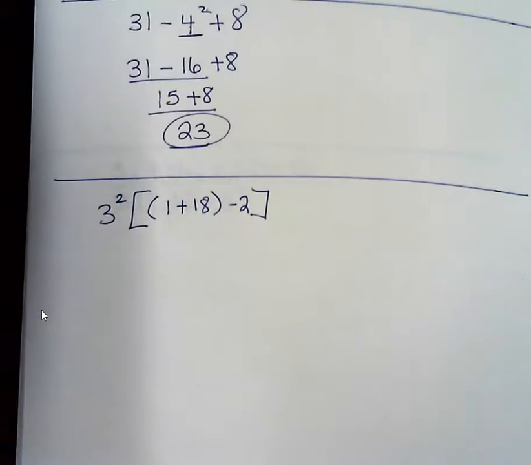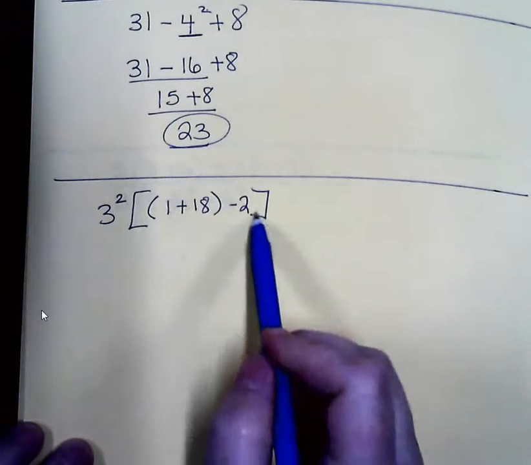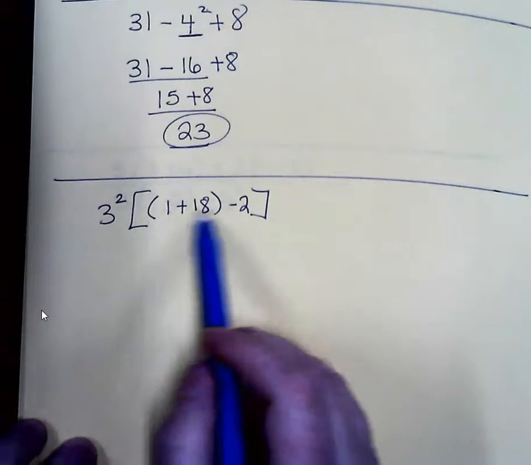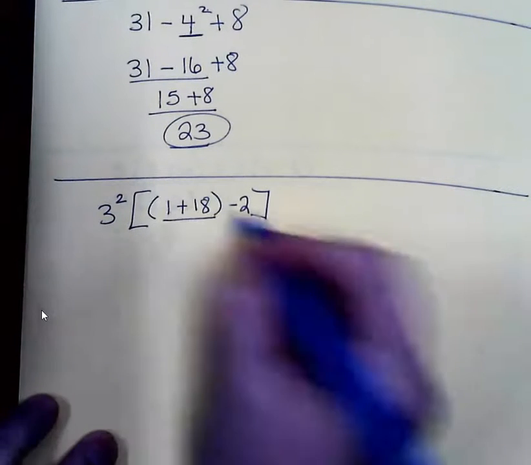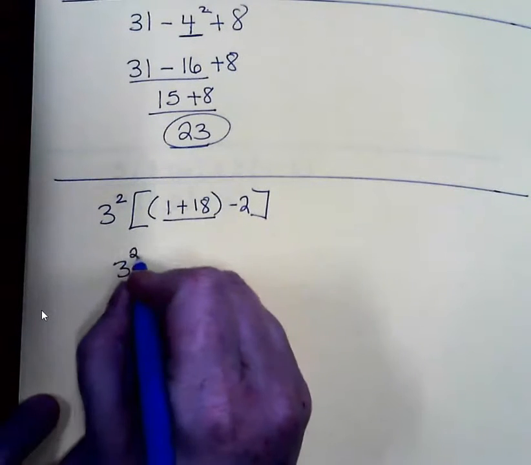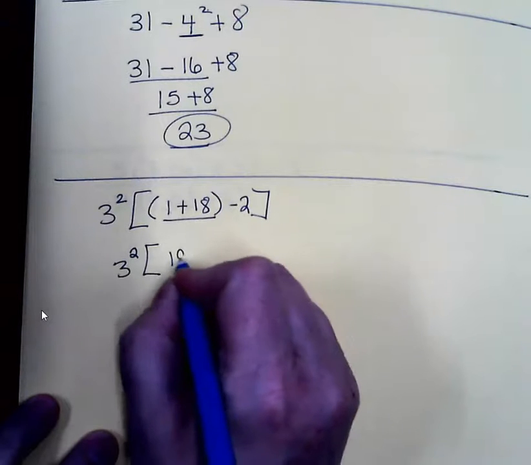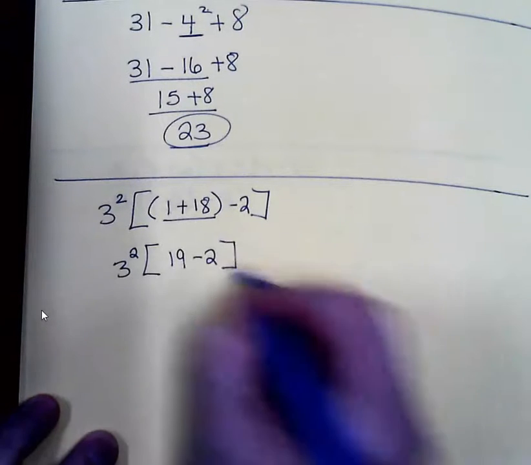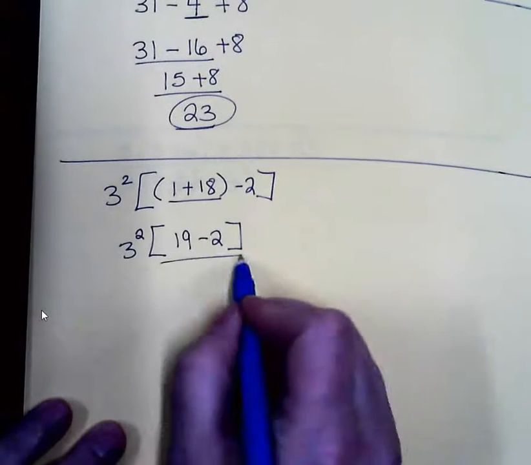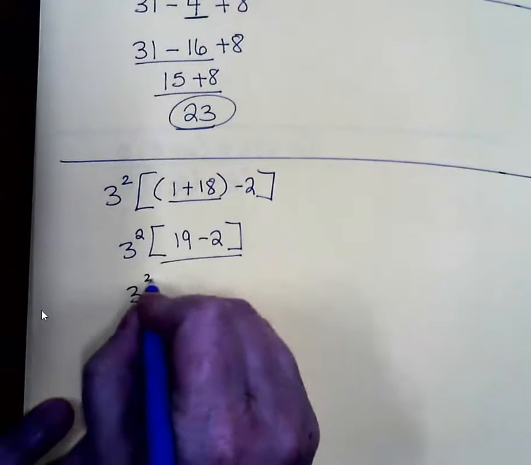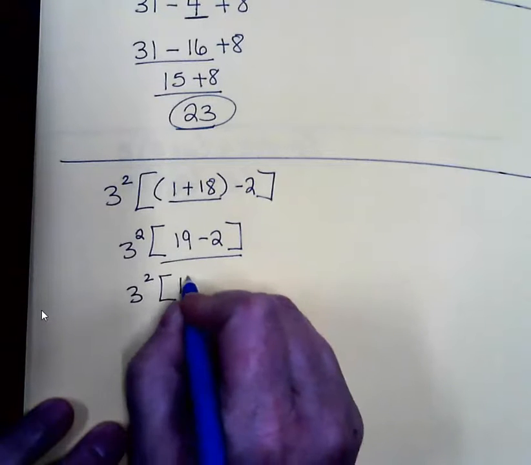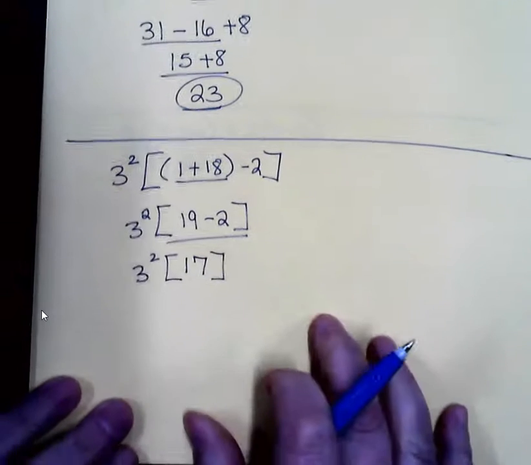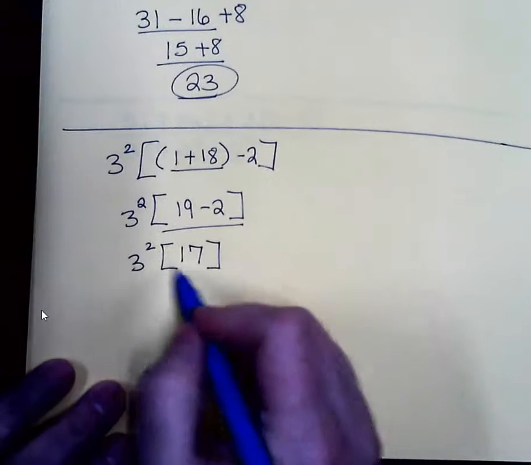Now this one's a little weird because it's got both brackets and parentheses. You work brackets and parentheses the exact same way. So inside the brackets, I would do the parentheses first. So I'm going to do 1 plus 18, which is going to give me 19. And the next I would do is 19 minus 2, which is 17. Then there's nothing else to do in there.